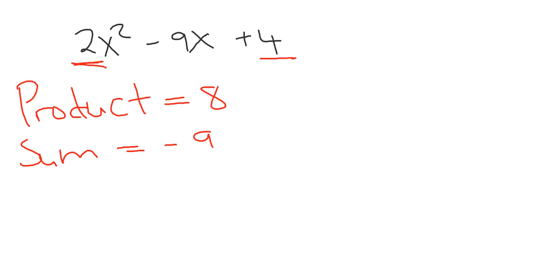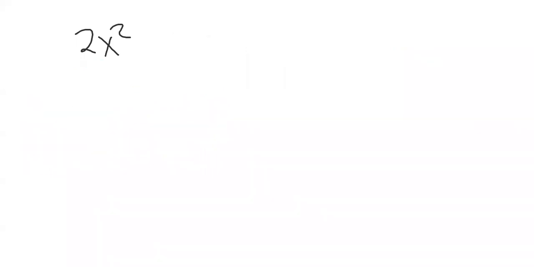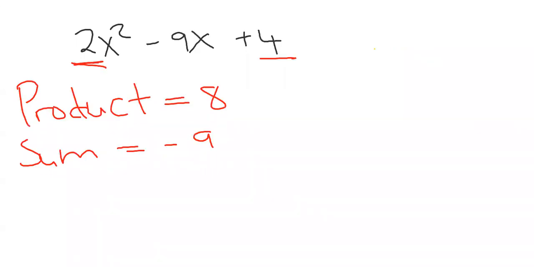So looking at those numbers, we get -1 and -8. So those are our two numbers, because -8 times -1 gives us an 8. -8 plus -1 gives us a -9.